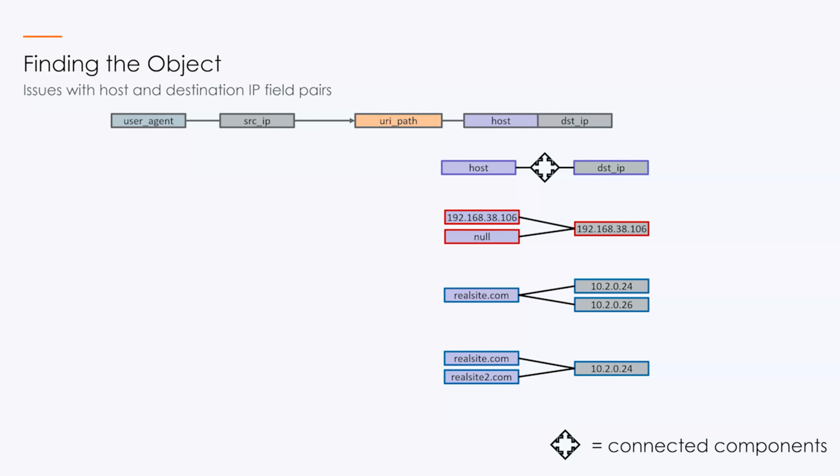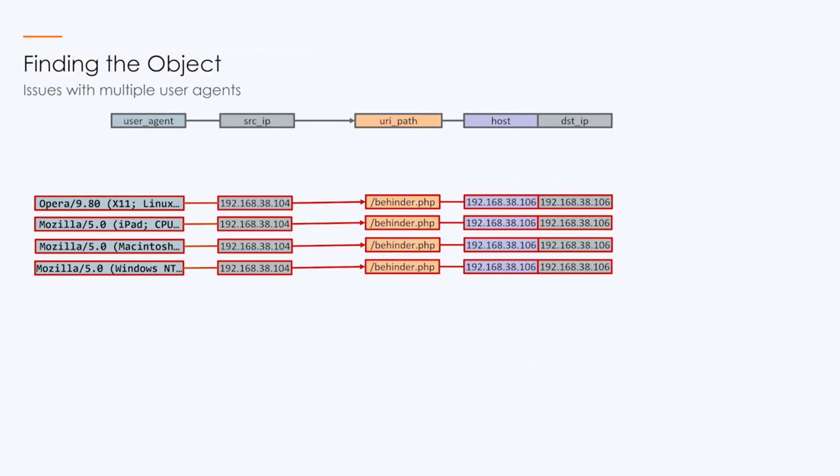What I've decided to do in this case is use connected components to piece together those elements and create a new host and destination IP ID that is used here. And it actually gets a little more complicated. This is an example of Behinder. They actually round robin their user agents. And so you do have some web shells that will have multiple user agents.